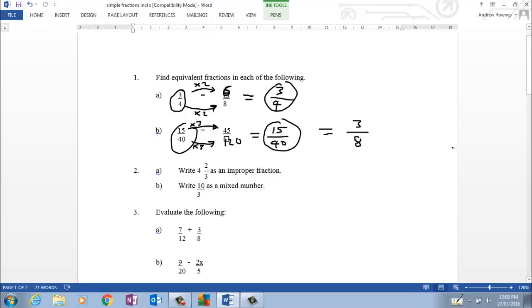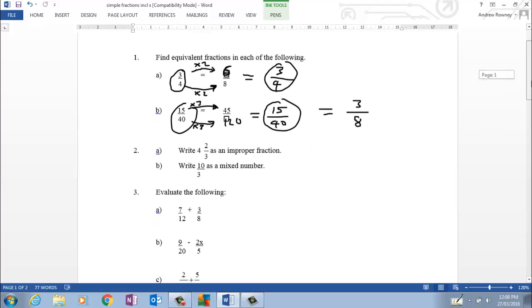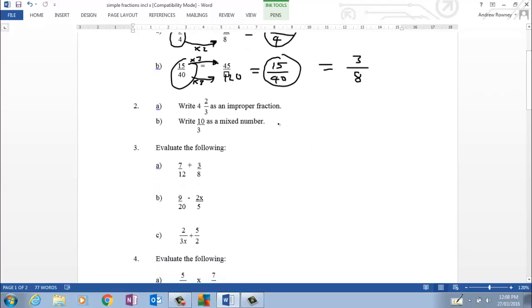That's called cancelling down. Next question is about improper fractions. If you've got 4 2/3, to convert that, you multiply the 4 and the 3 and get 12, and then you add 2 to get 14 all over the denominator. So that's 14 on 3.